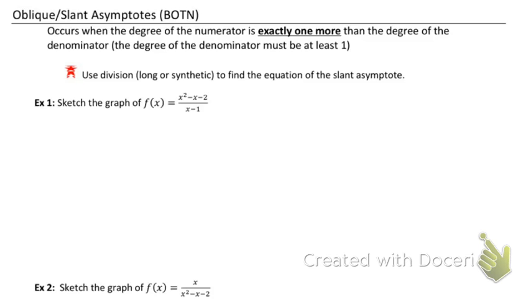All right, my star here says, use division, either long or synthetic, to find the equation of your slant asymptote. All right, so we look at our powers. This is x squared and x. I'm supposed to sketch a graph of this. So let's start by doing our horizontal asymptote. Well, we don't have a horizontal asymptote. We are in bigger-on-top land. Bigger-on-top land means that we're going to have a slant asymptote.